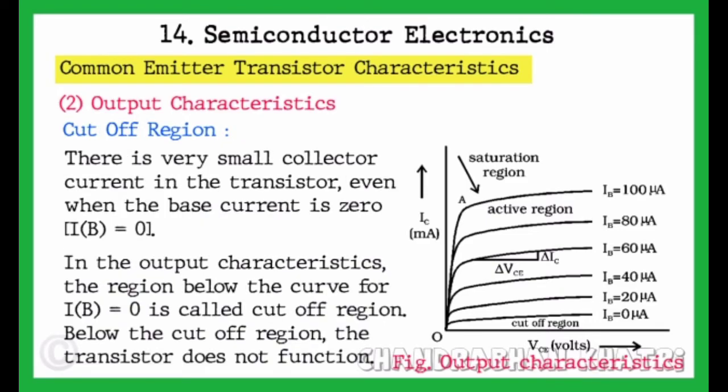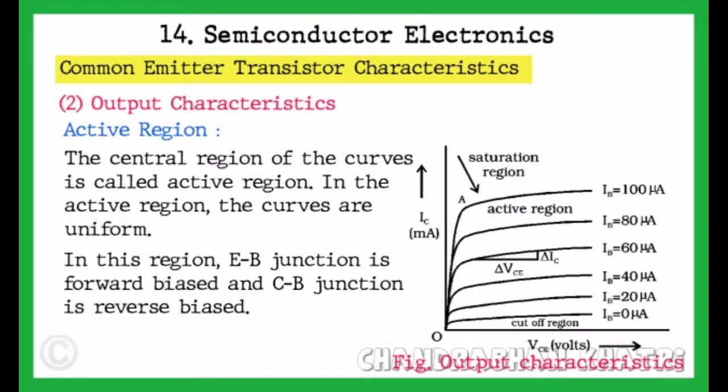Second part, cutoff region. There is very small collector current in the transistor even when the base current IB is equals to 0. In the output characteristics, the region below the curve for IB is equals to 0 is called cutoff region. Below the cutoff region, the transistor does not function.